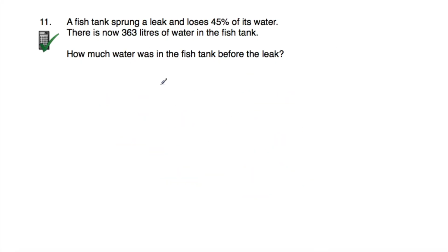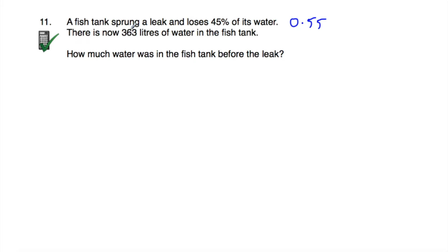Now let's have a look at this question and consider multipliers. So we're told the fish tank sprung a leak and it loses 45% of its water. So that means it's been reduced by 45%. And if you want to reduce something by 45%, well, 100 take away 45 is 55, so that means the multiplier would be 0.55. If you multiply something by 0.55, you reduce it by 45%.